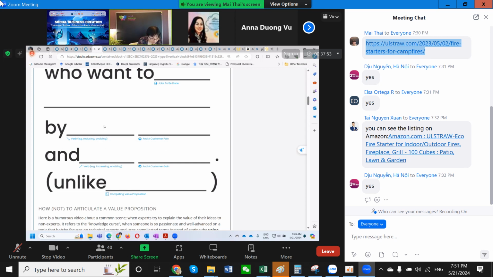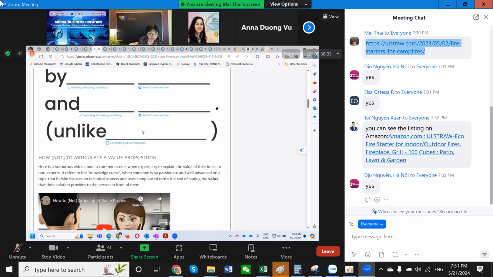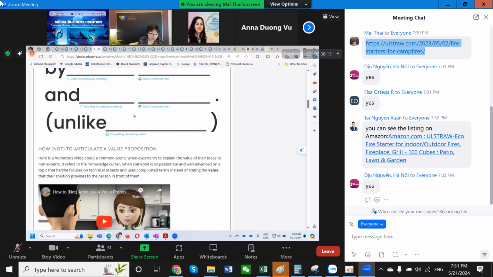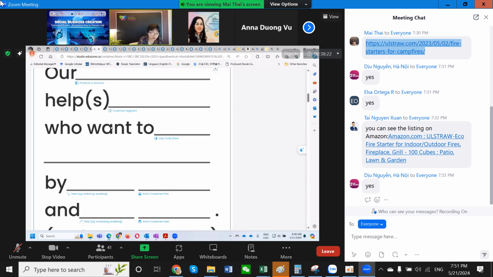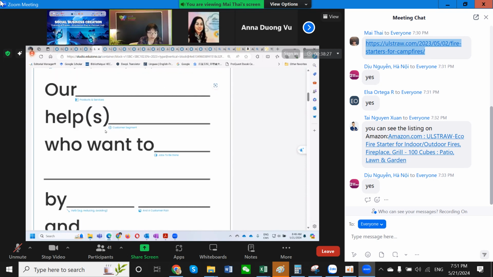And it's cheaper and it's more effective, unlike other products that are not environmental friendly, that do not always work in all conditions, and also a higher price. So here you see that for every product, we must be able to create a short sale pitch.